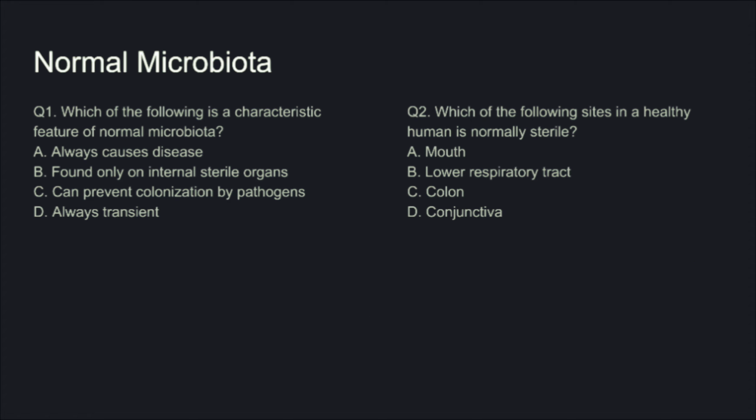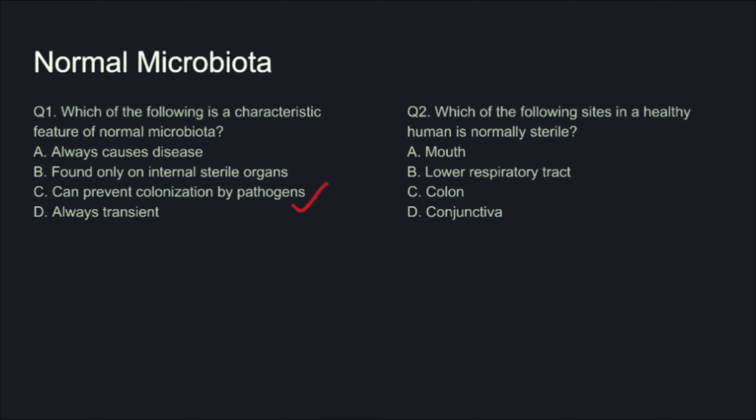So the first topic which we are going to cover today is normal microbiota. So the first question is, which of the following is the characteristic feature of normal microbiota? Your options are A. Always causes disease. B. Found only on internal sterile organs. C. Can prevent colonization by pathogens. D. Always transient. Correct answer for this question is option C. Can prevent colonization by pathogen.